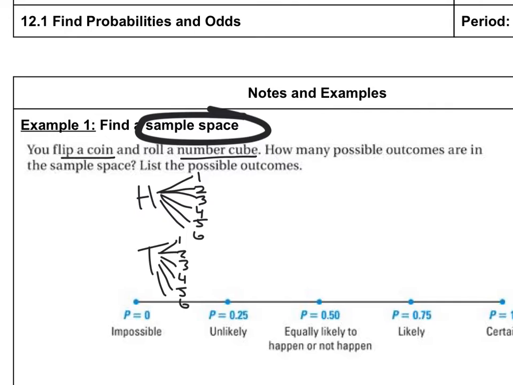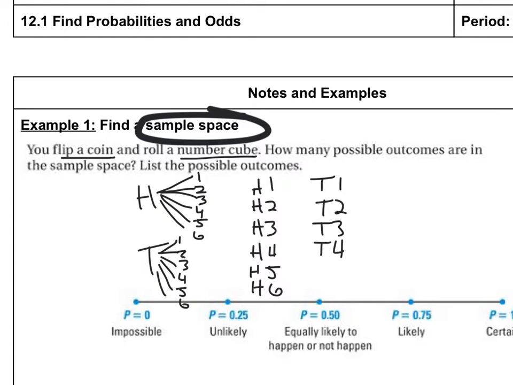And then if we wanted to, we could list out all the options we could have. So we could have a heads and a 1, heads and a 2, heads and a 3, heads 4, heads 5, and heads 6. And then we'd have a tails 1, tails 2, 3, 4, 5, and 6. So if we look at these, if we count all of our outcomes here, we'd have 6 when we flip a heads, and we'd have 6 when we flip a tails. So we would have 12 total outcomes.